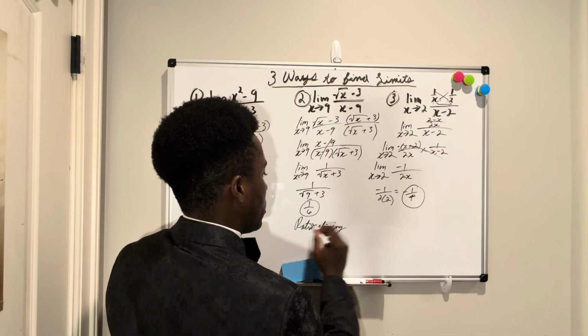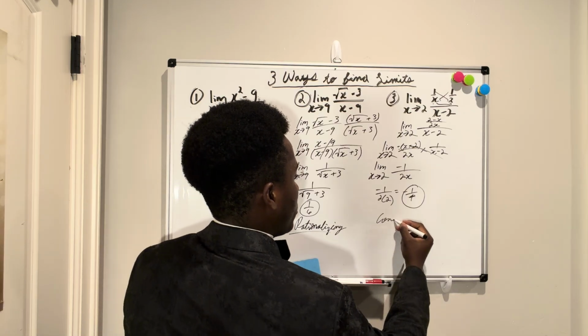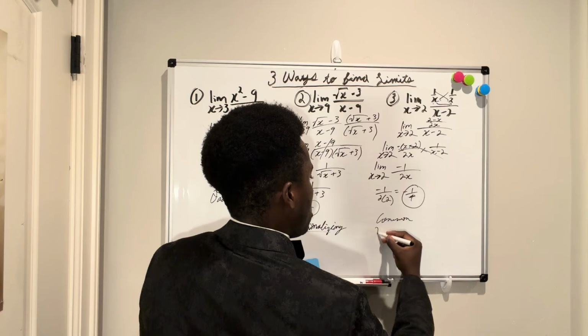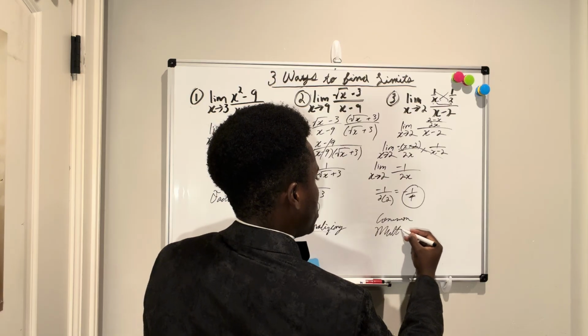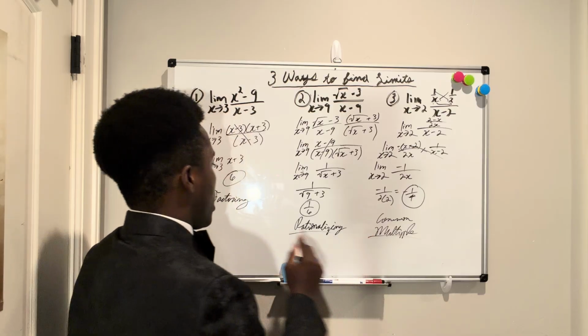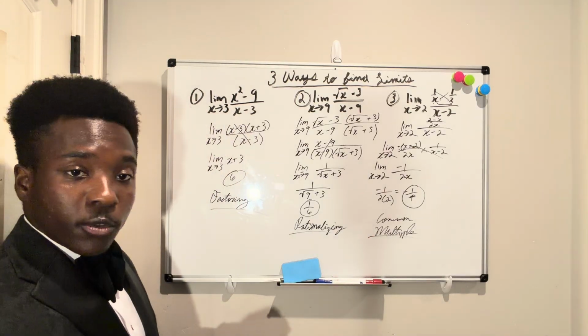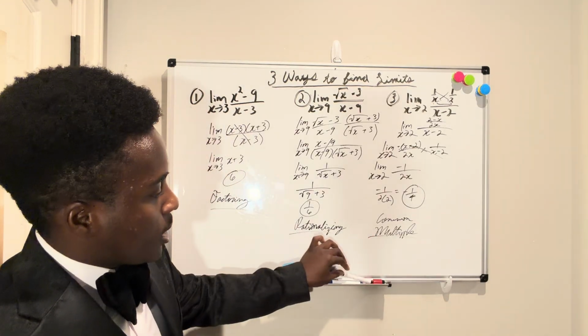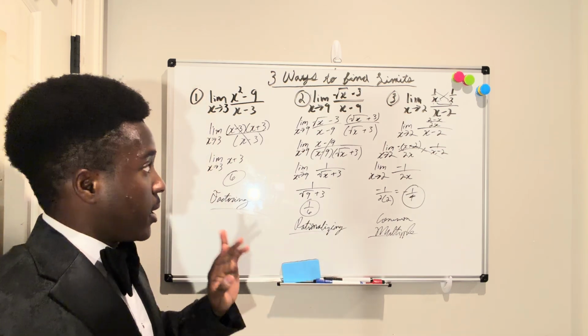factoring, rationalizing, and then common multiple. There we go. I hope this video helps in understanding new ways, a different way to find limits.